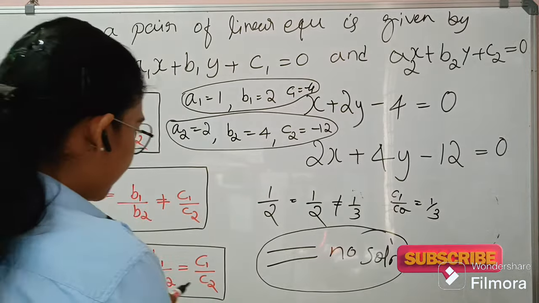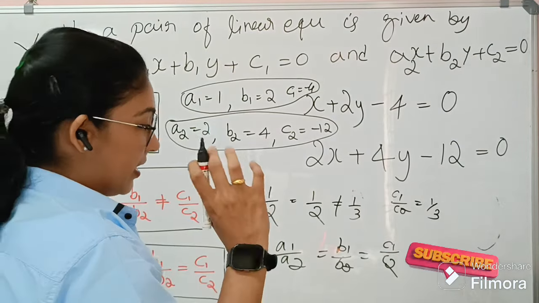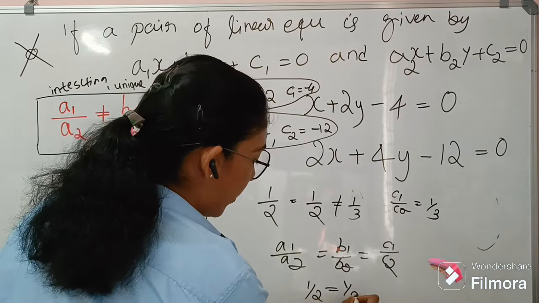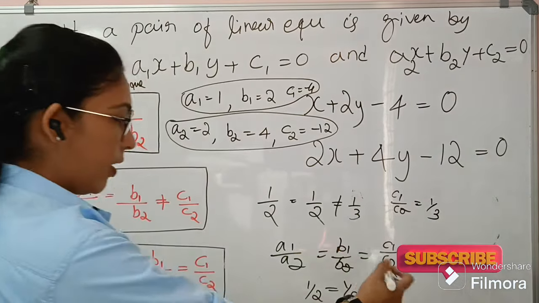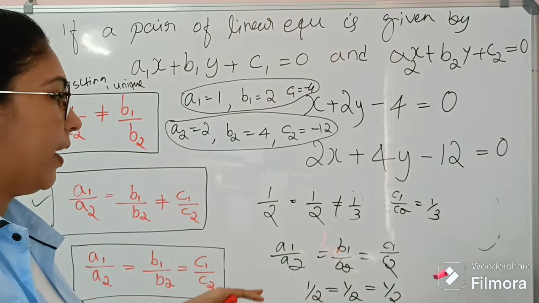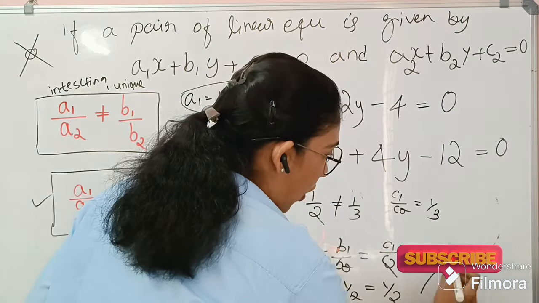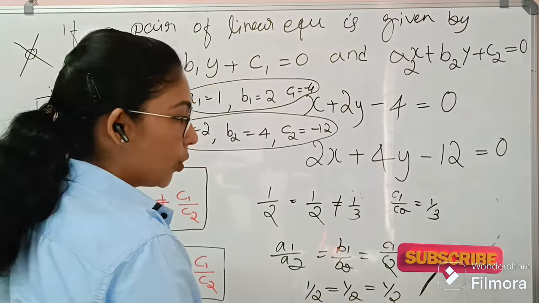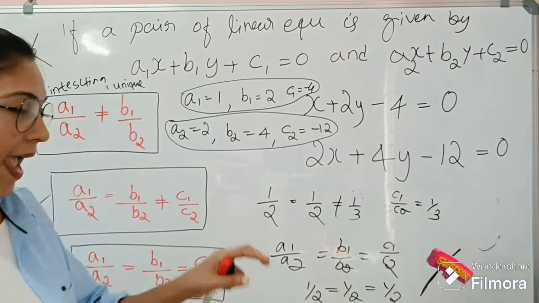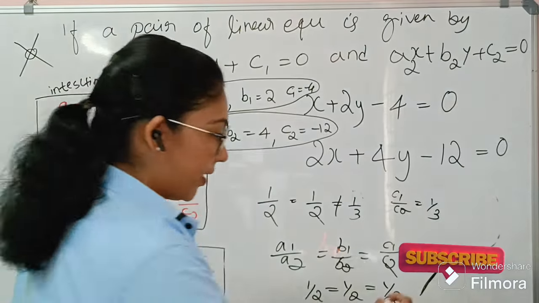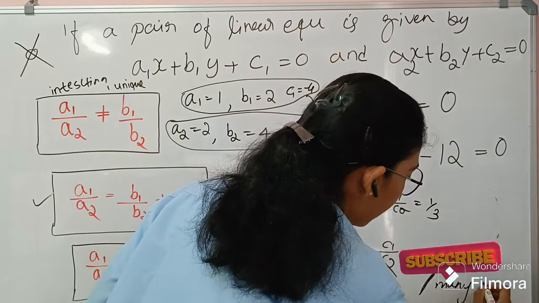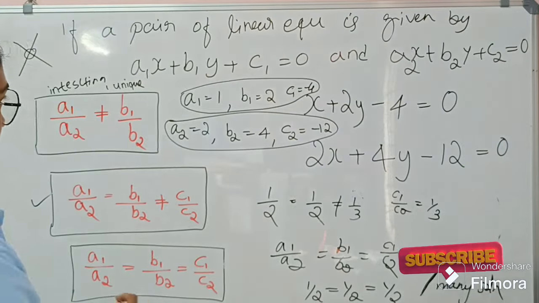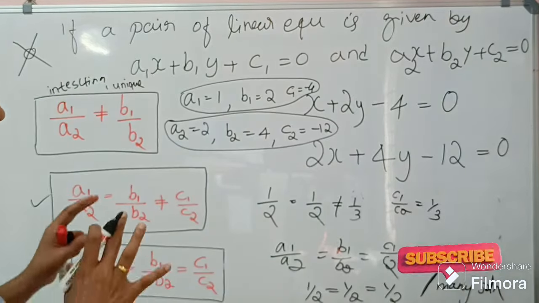And finally, the three ratios must be the same. For example, for any two linear equations, it must be like this: 1 by 2, 1 by 2, 1 by 2. Then it is said that the two lines are coincident. The two lines must coincide and it has many solutions. Okay, so these are the three conditions.